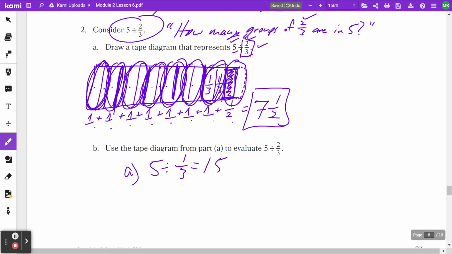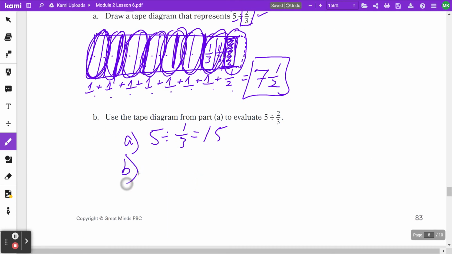Okay, so it's 7.5. So let's cruise down here. Instead of finding how many groups of 2/3 are in 5, I first find out how many groups of 1/3 are in 5. Well, that's 15. So if there are 15 groups of 1/3 in 5, then how many groups of 2/3 are in 5? Aren't I just going to take that 15 and divide it by 2, because now the groups are twice the size? If the groups are twice the size, I'm going to have half the amount.